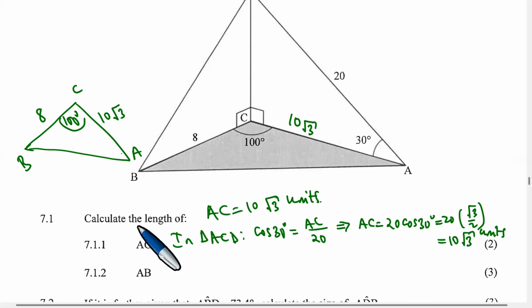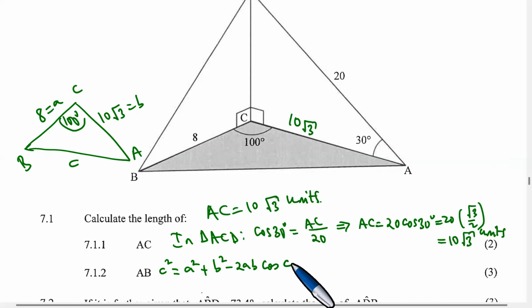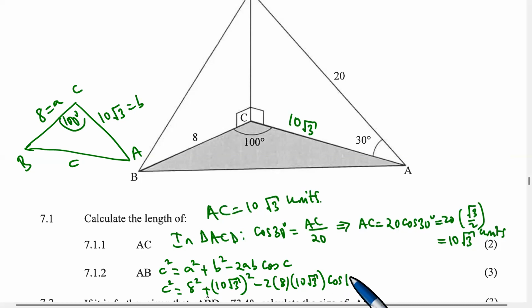And then we can use the cosine rule. This is exactly A, this is B, this is C, which means C squared is A squared plus B squared minus twice AB cosine C. C squared is A, which is 8 squared, plus 10 square root of 3 squared, minus 2 times 8 times 10 square root of 3 times cosine C, which is 100 degrees.